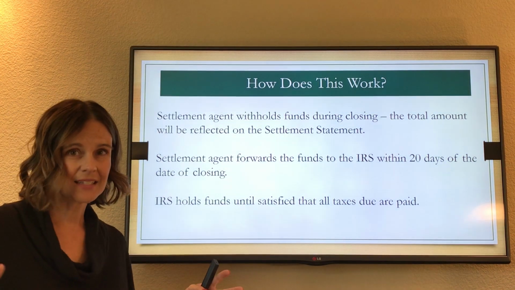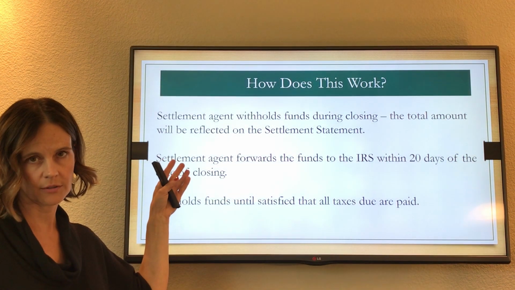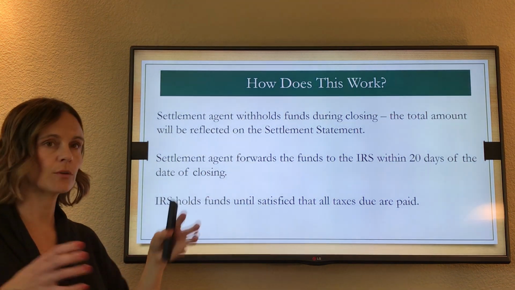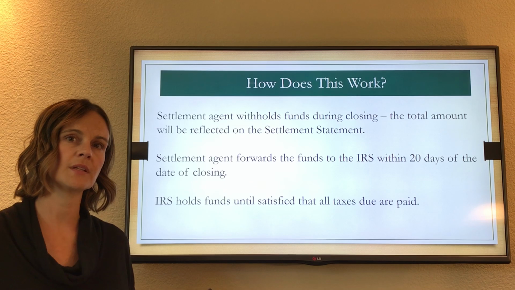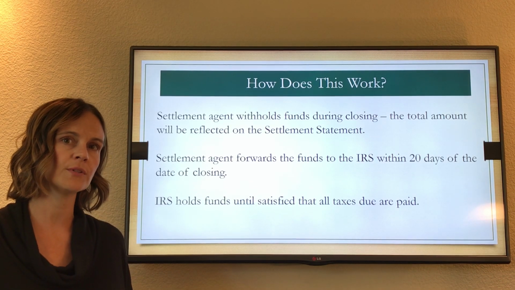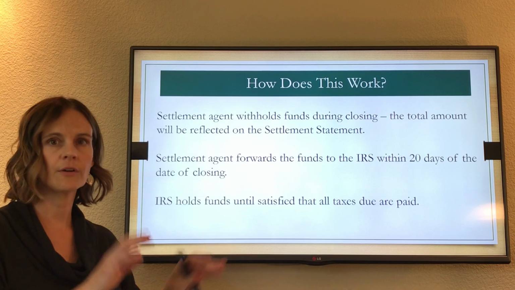So how exactly does this work? Kind of like I said in the slide before, that settlement agent, so your title rep, is going to withhold those funds during closing, and that amount is going to show up on the settlement statement. So if you've bought or sold a house recently, you're going to remember about a day or two before closing, the title company sends you these settlement statements, and it shows seller and buyer.